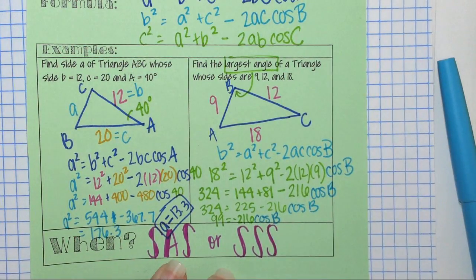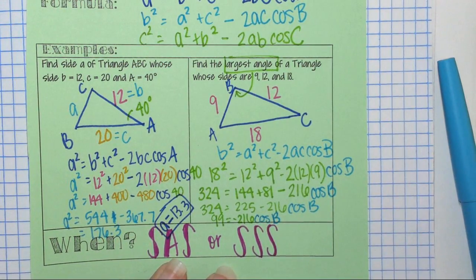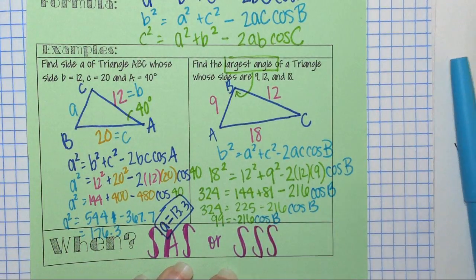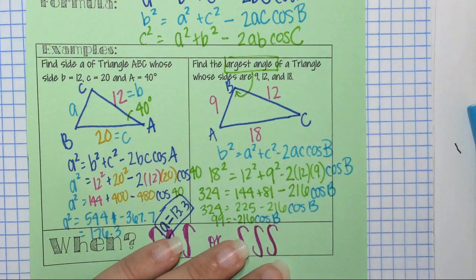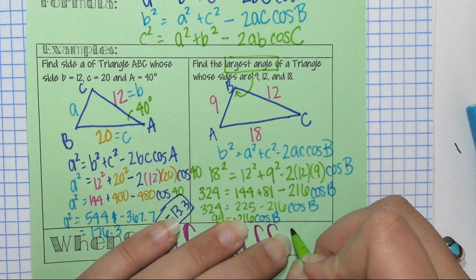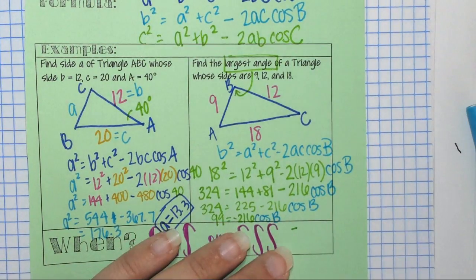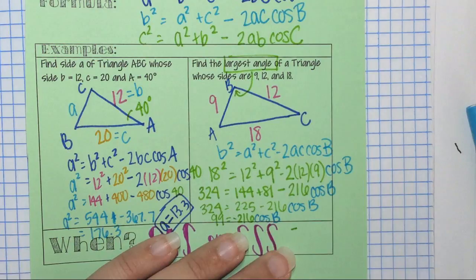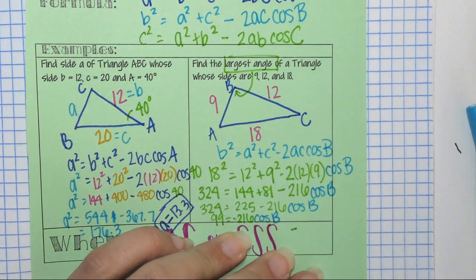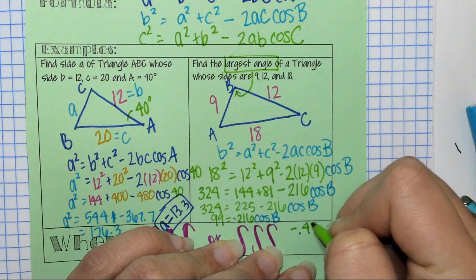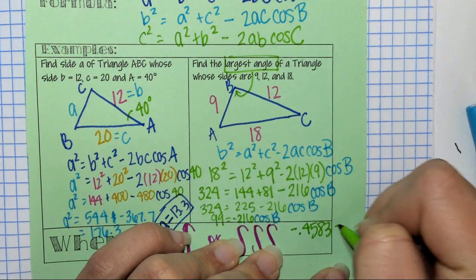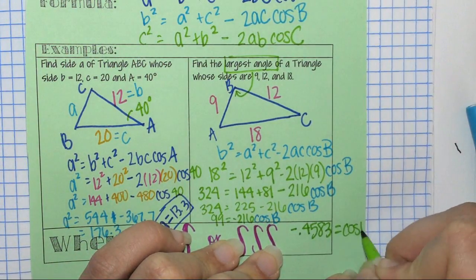Alright, so if I divide by negative 216, what's 99 divided by negative 216? Negative what? Negative 0.45? Alright, let's round to the nearest ten-thousandth, 4 decimal places. Equals the cosine of B.